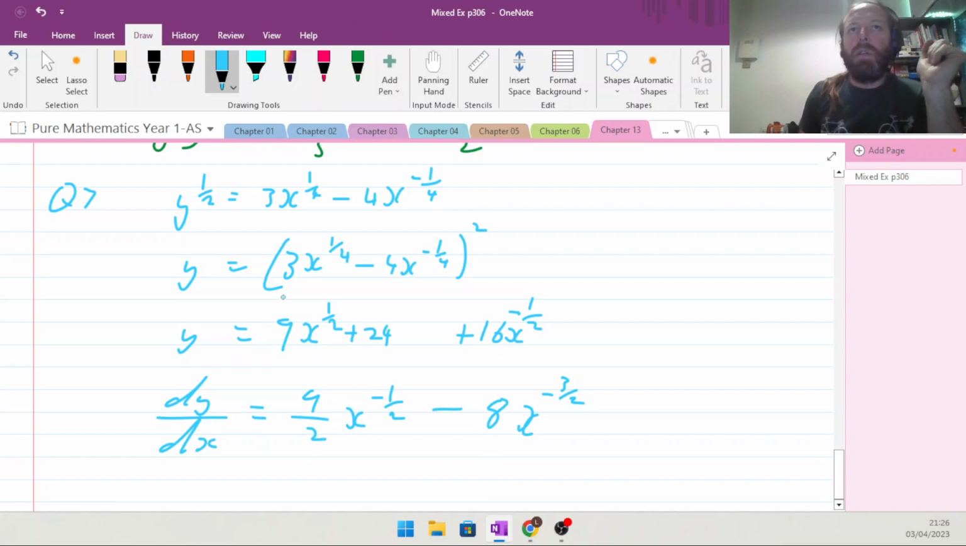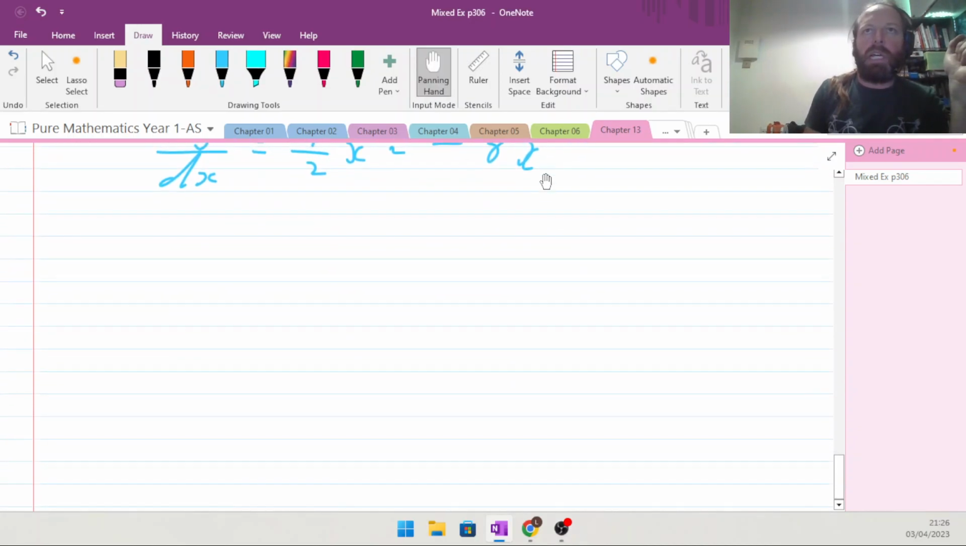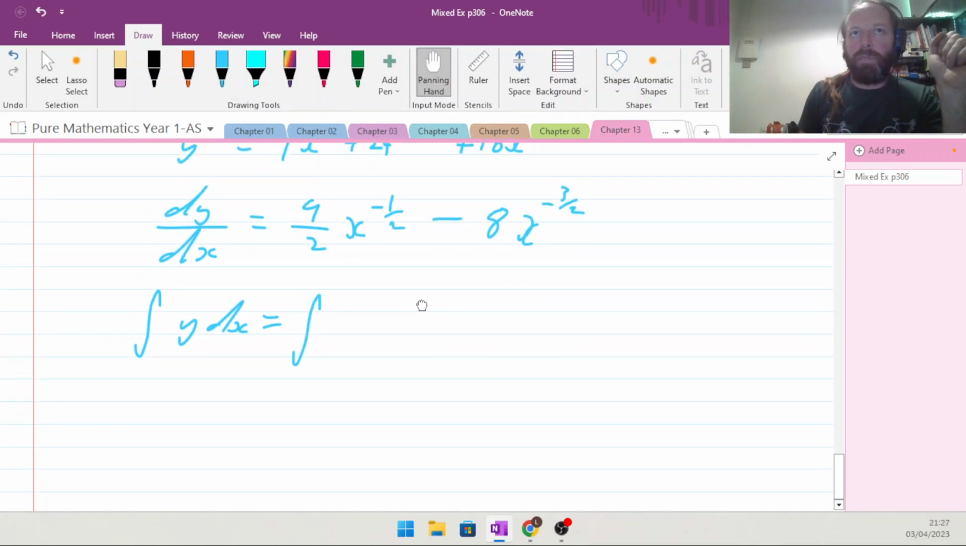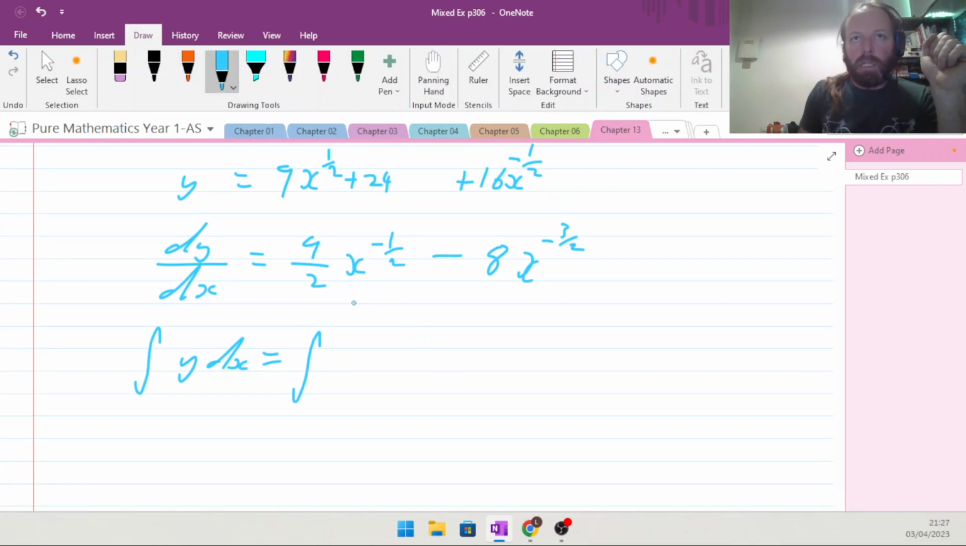Okay, so part B. So part B now, integrate it. This is a classic exam question, getting you to do differentiation and integration in one go. So you've got to remember the rules are backwards. So the integration of y dx is equal to the integral of 9x to the half plus 24 plus 16 x to the minus a half.